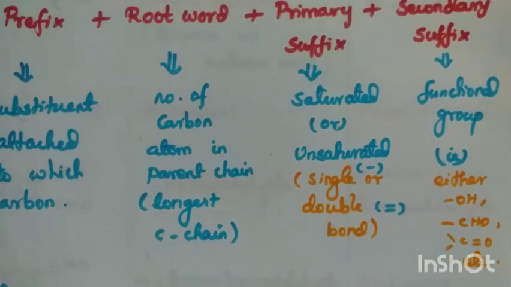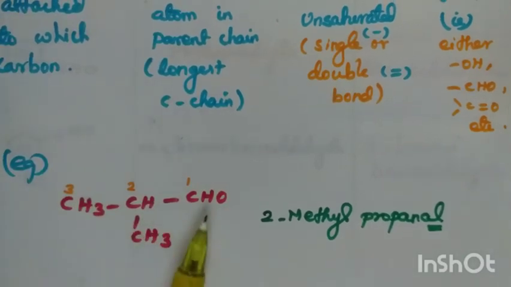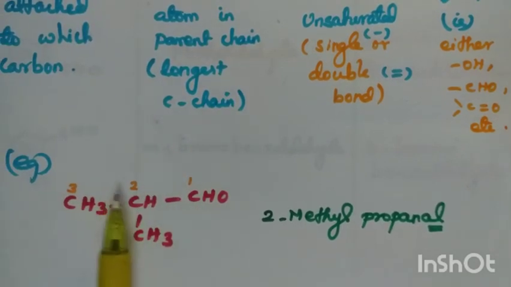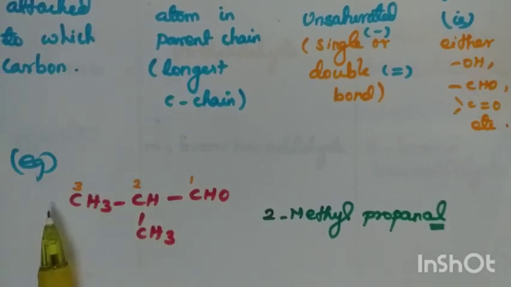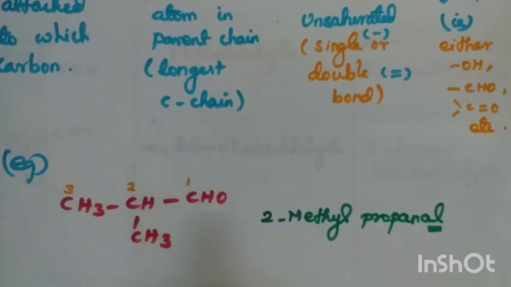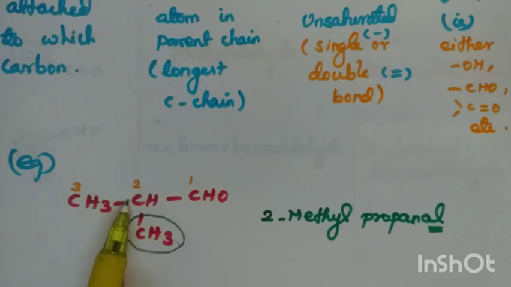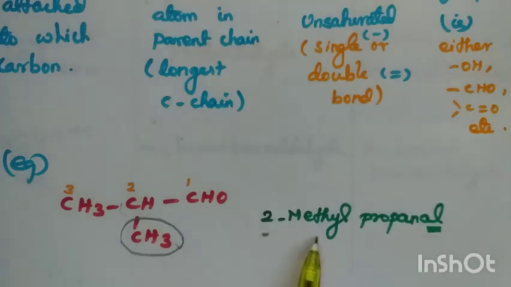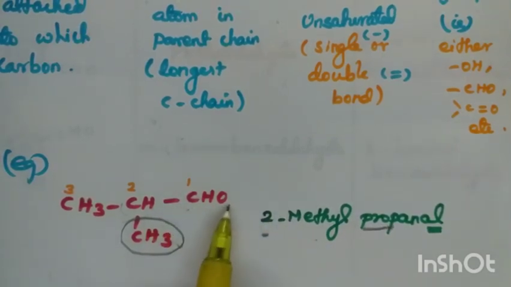So let's write the name for one small compound. That is CH3CH(CH3)CHO. First you have to number 1, 2, 3. Find the longest chain. This is the longest chain. Now find whether any substituent is there. Yes, this is our substituent, attached to which carbon? Second carbon. We are writing the IUPAC name, so number 2. Second carbon, what is there? Methyl. We finished writing this. Remaining how many carbon atoms are there? 3 carbons, so prop. What is our functional group? Aldehyde.